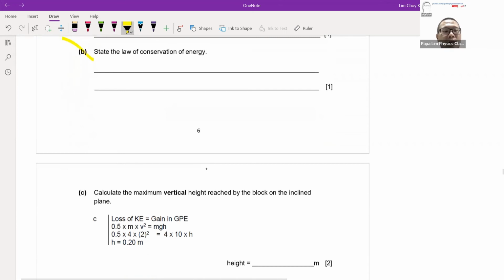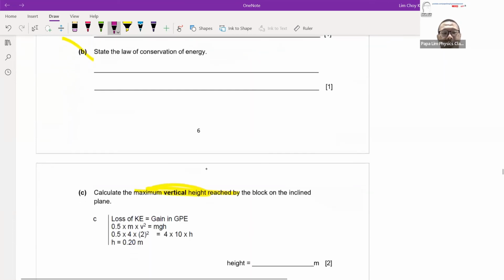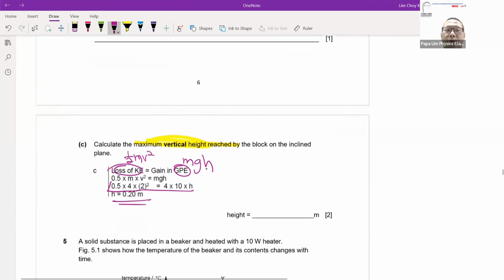What is the maximum vertical height reached by the block? Here I would say it's a standard example of conservation of energy, whereby the kinetic energy at the beginning will be converted totally to EP, which is your gravitational potential energy. Whatever kinetic energy I have will be transformed to potential energy. The formula for kinetic energy is half mv squared. The formula for gravitational potential energy is mgh. You equate them together, you get the height to be 0.2 meter. Easily done.